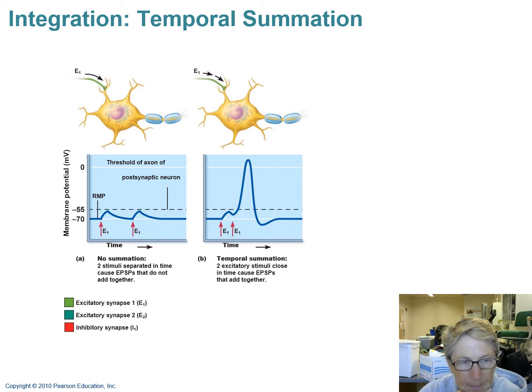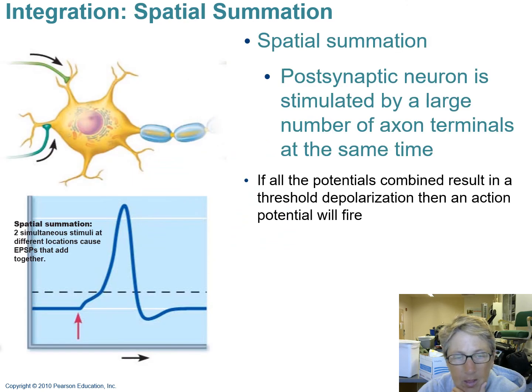So this cartoon just shows here in the key, you have a green excitatory synapse number 1. For this cartoon, it's just the excitatory synapse. And it shows no summation here, so you have 2 stimuli, but you don't reach threshold potential. Here in temporal summation, you had your first stimuli, didn't reach threshold potential, but you had another stimulus come along before this could return to resting membrane potential, and that was enough to get the axon hillock to minus 55 millivolts, and you fire an action potential.